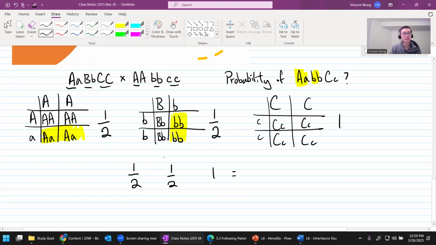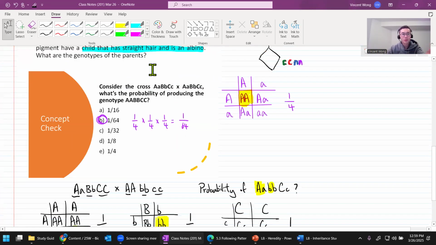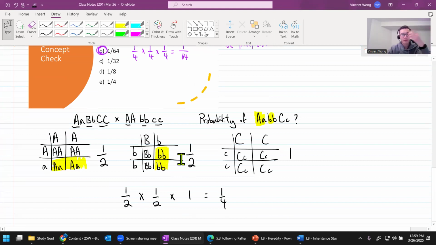What are we going to do with them? 1/4. Yeah, we're going to multiply them together. That's right. Okay, so half times half is 1/4. So the answer is 1/4, or 25% chance. All right? So if you have more than 2 traits and you need to keep track of things, you just do them separately and then multiply the probabilities together.